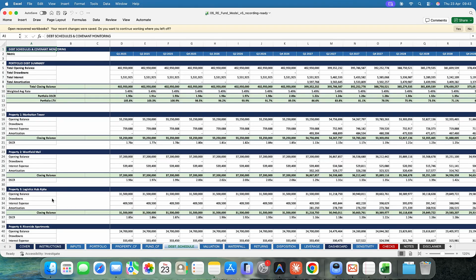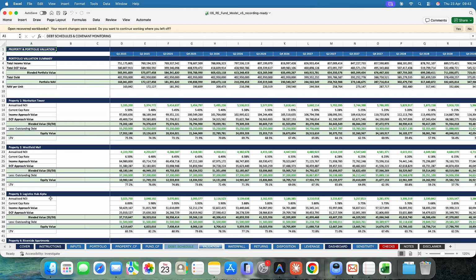The debt side. Every loan, every property, every quarter. Opening balance, scheduled amortization, interest, drawdowns, repayments, closing. Covenant monitoring built in. LTV, DSCR, interest cover, calculated every quarter against the covenants you set. If any property trips a covenant, the dashboard flags it before your lender does.